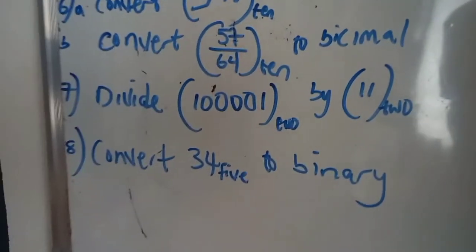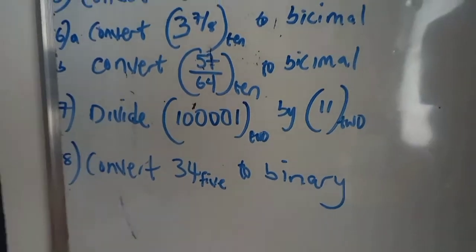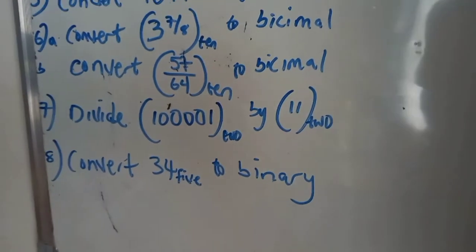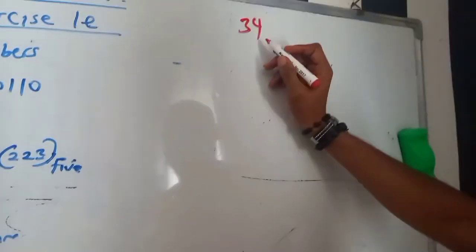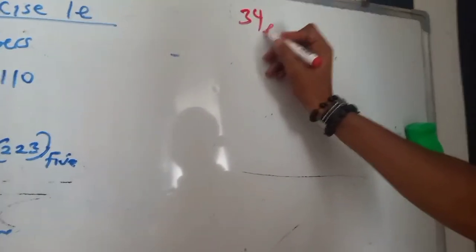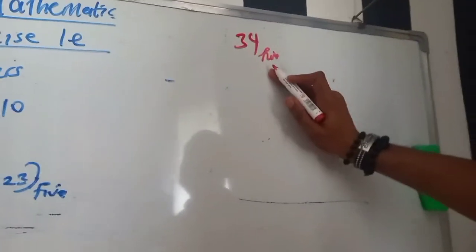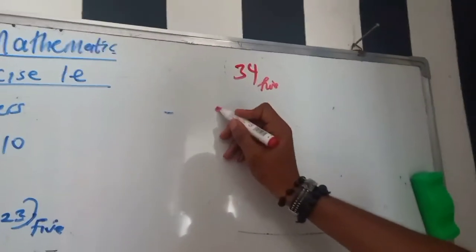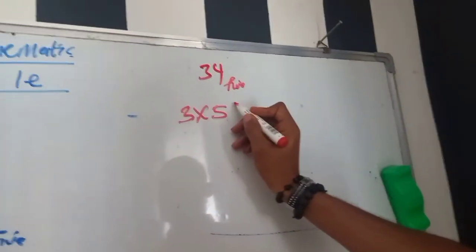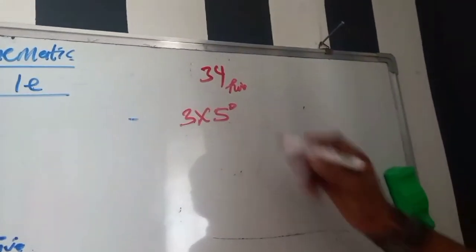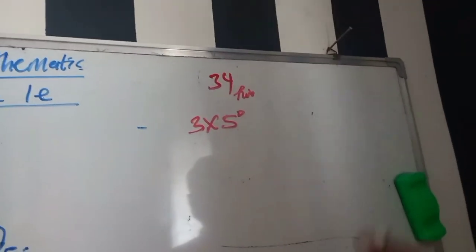Okay, now we go to the last question, which is number 8. So we should do what? Convert 34 base 5 to binary. 34 base 5 in binary. For me to come from a minor base to base 10, I will do what? Expand it. So 3 times 5 to the power what? 1. Here is 0.